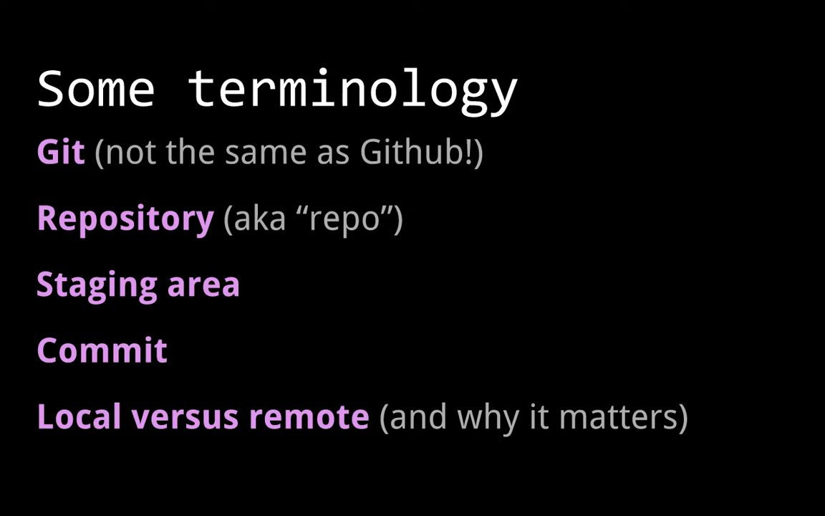A commit is a saved version of code at a given point in time. Commits are organized by commit messages, which the programmer writes to keep track of the changes they made to the most recent version of the code. Local versus remote is a key concept in Git.